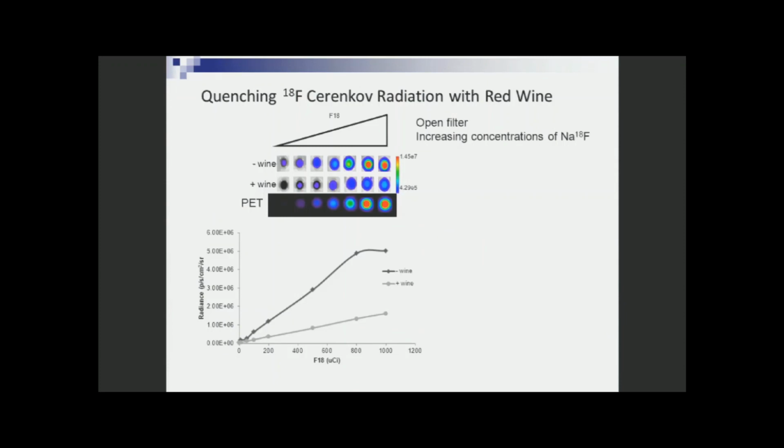Finally, this is another application. This is quenching Cherenkov radiation with red wine. This is in an attempt to develop a new method for measuring polyphenols in wine and hopefully get some sponsorship from a very expensive wine company.